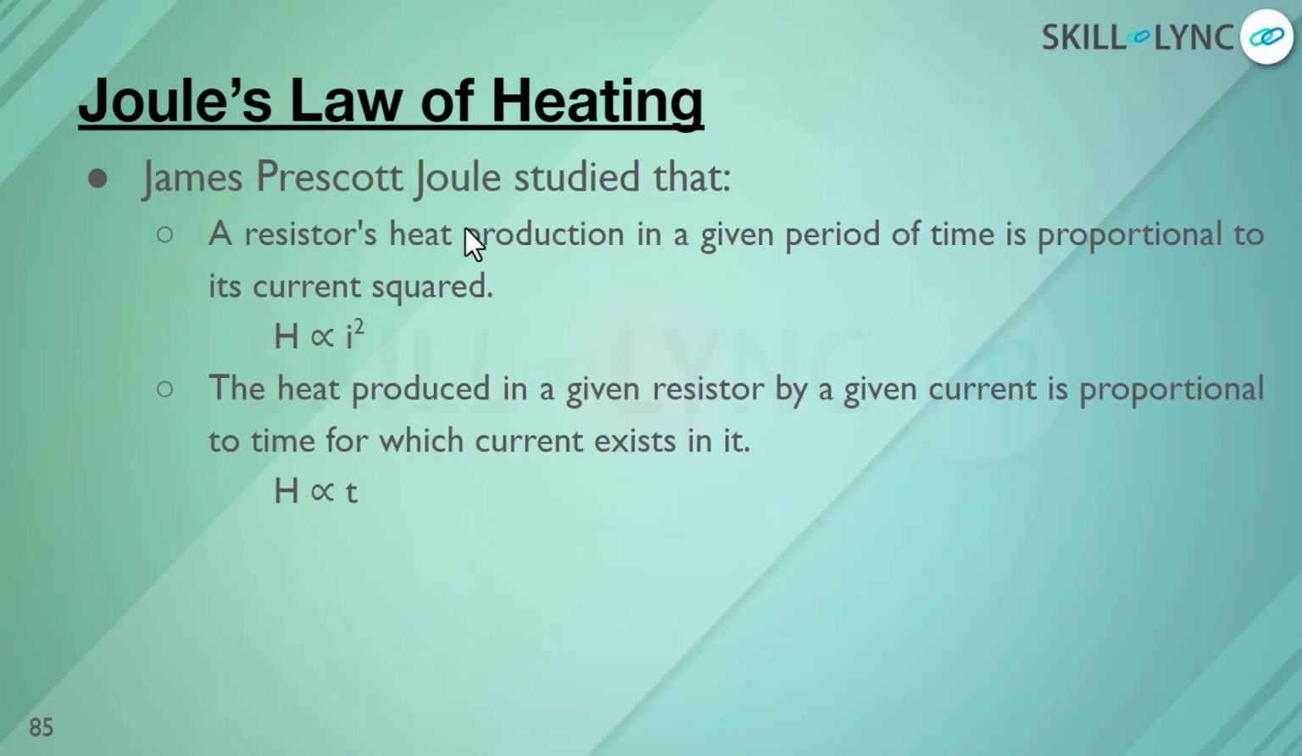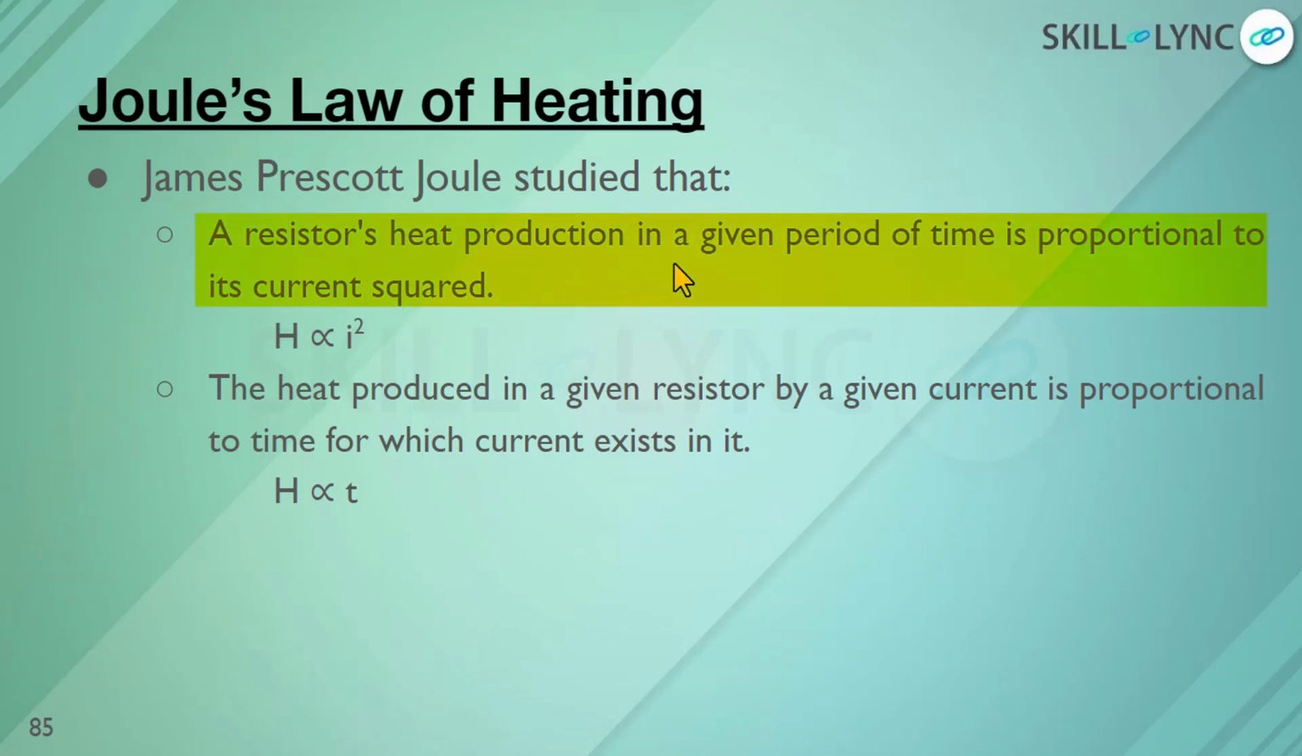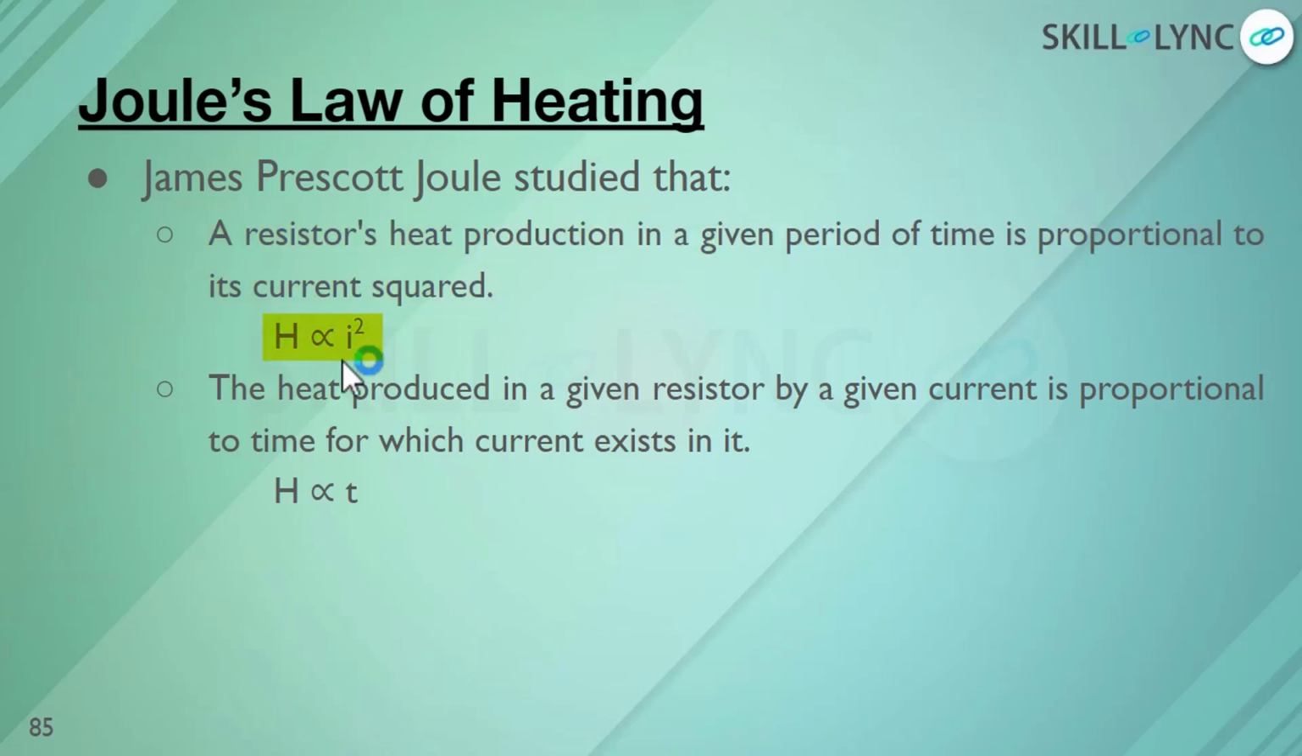The name of the scientist who studied this was James Prescott Joule. He studied that a resistor's heat production in a given period of time is proportional to its current squared. That is, heat is directly proportional to the square of the current, that is, H is directly proportional to I square.